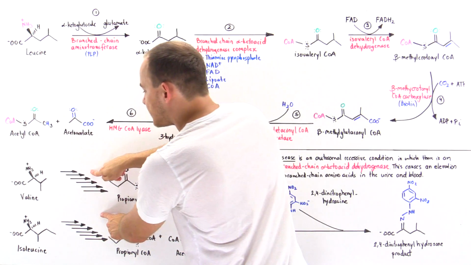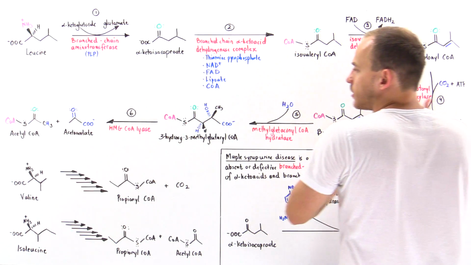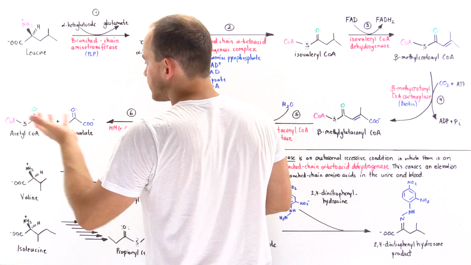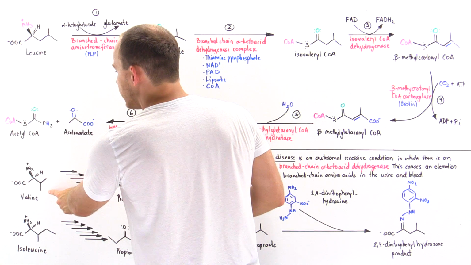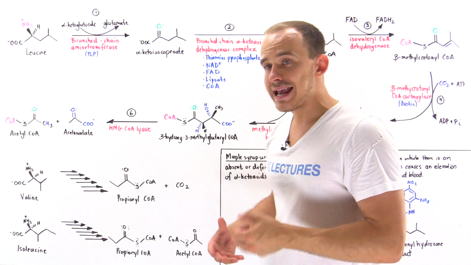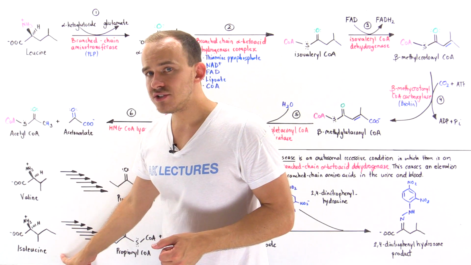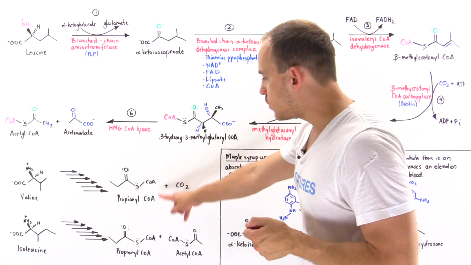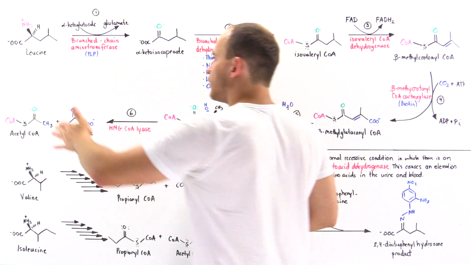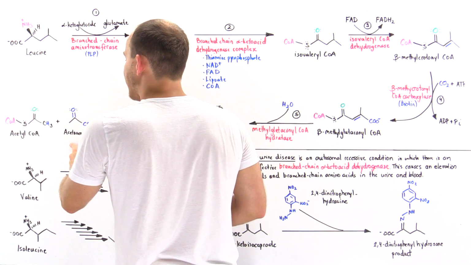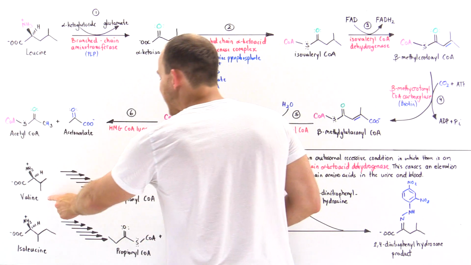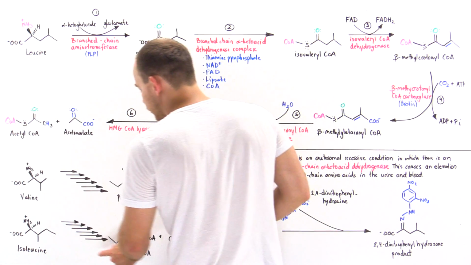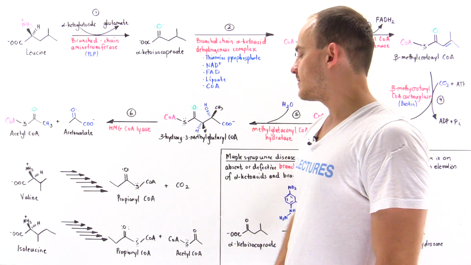And once we form coenzyme A derivatives, we follow a similar set of steps to basically form these similar molecules, except in the case of valine, we form propionyl coenzyme A and carbon dioxide. In the case of isoleucine, we form acetyl coenzyme A and propionyl coenzyme A, as shown on the board. So by metabolizing leucine, we form acetyl coenzyme A and acetoacetate. By metabolizing valine, we form propionyl coenzyme A and carbon dioxide. By metabolizing isoleucine, we form propionyl coenzyme A and acetyl coenzyme A.